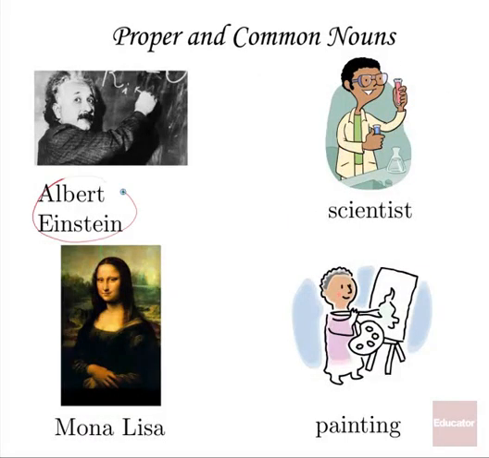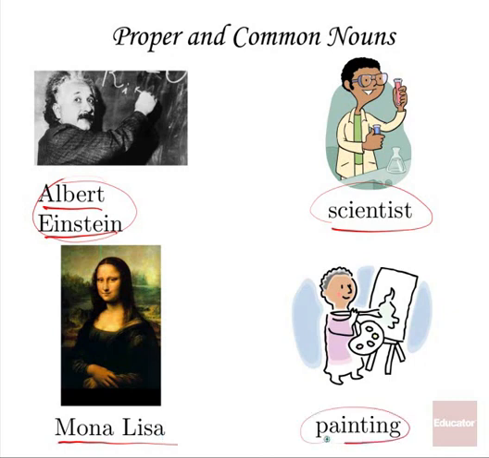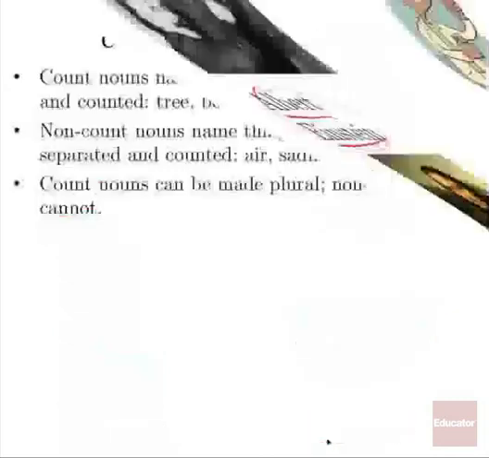Let's look at a couple of examples. Albert Einstein. One person, an utterly unique person, so you capitalize his name, Albert and Einstein, as opposed to scientist, which is the common noun version, could refer to any scientist. Similarly, the Mona Lisa is a painting, it's unique, so if you use a proper noun for it, you capitalize it, as opposed to just plain old painting, which could be any painting.